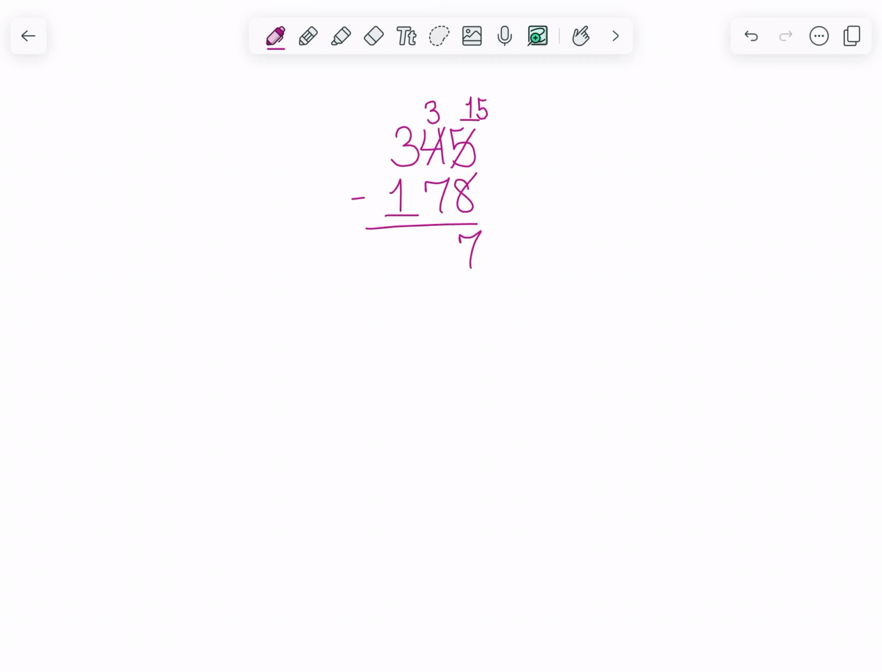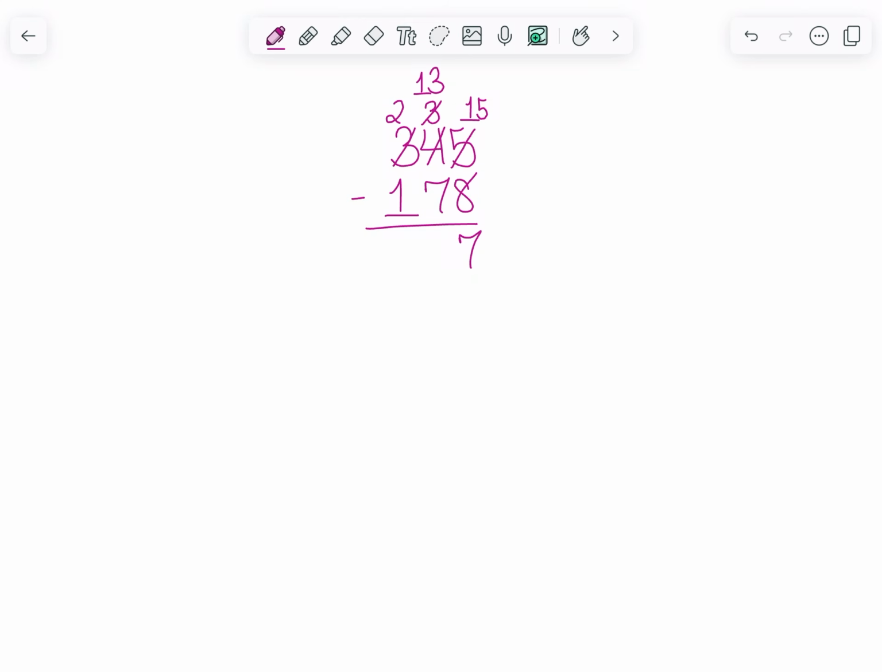Looking at the tens place, we have 30 minus 70. Since 30 is smaller than 70, we need to regroup again. 300 is the same thing as 200 plus 100. So we're going to keep a 2 in the hundreds place and regroup the extra 100 to the tens place. So our 300 becomes 200, and then we have 100 plus 30 in the tens place to get 130, or 13 in the tens place.